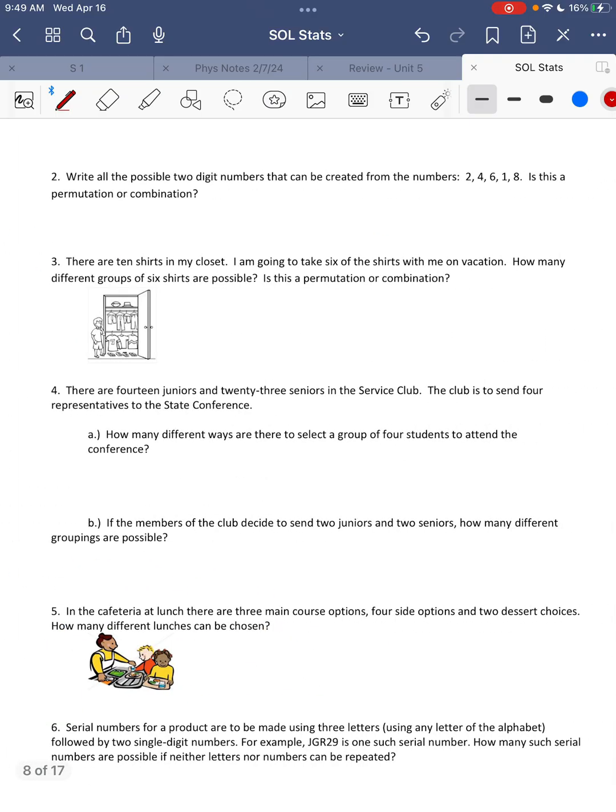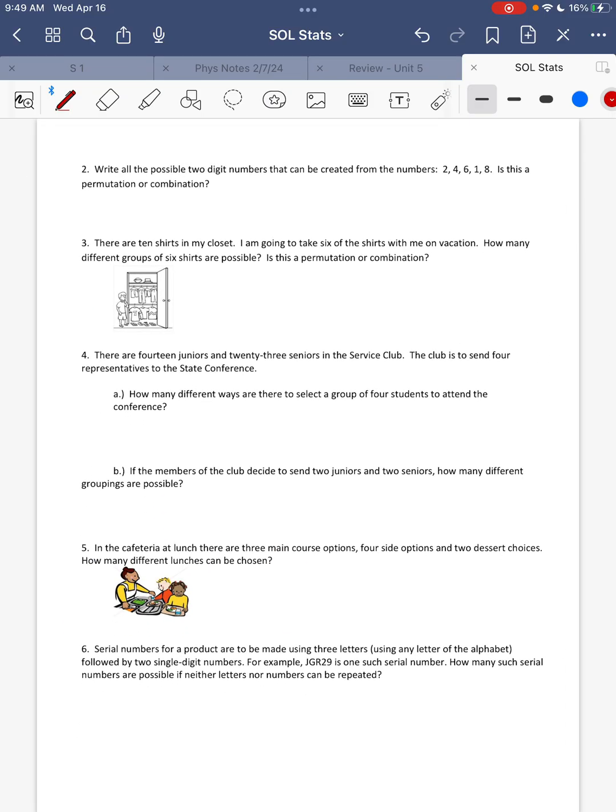Okay, we're just going to do a few of these and then we're going to go to the examples on the SOL sheet. So we don't need to do that. 10 shirts in my closet. I'm going to take 6 of them on vacation. So that would be 10 choose 6. I didn't say I'm going to wear them on a specific day. I just want to take 6 shirts with me. I'm going to randomly choose them. So it's a combination, right?